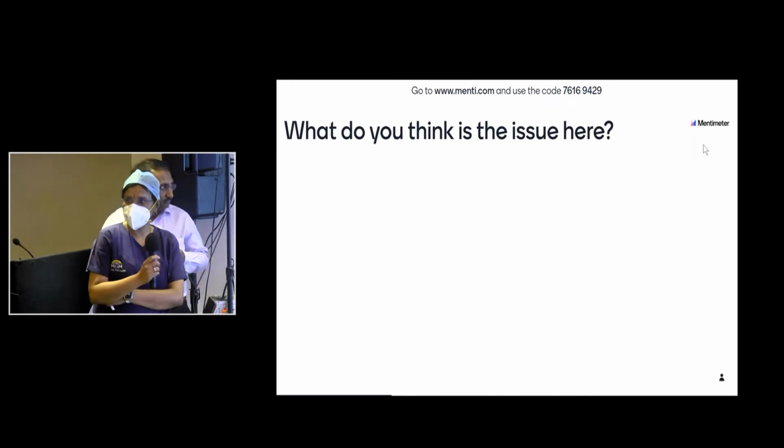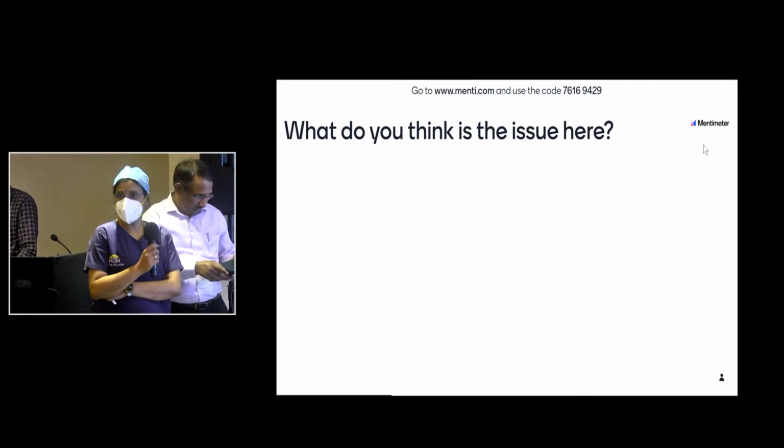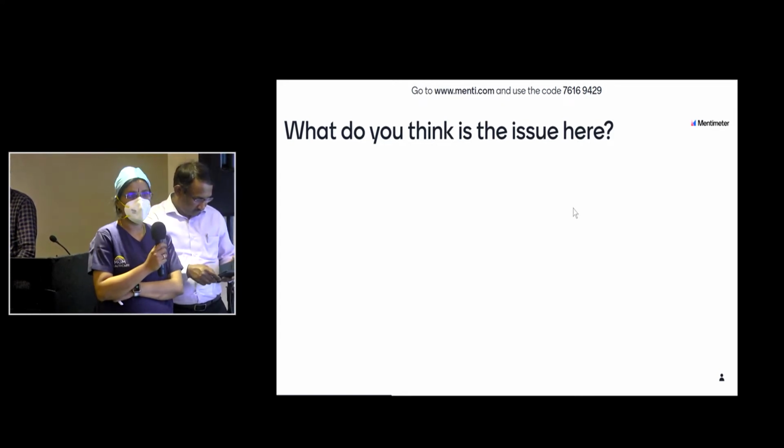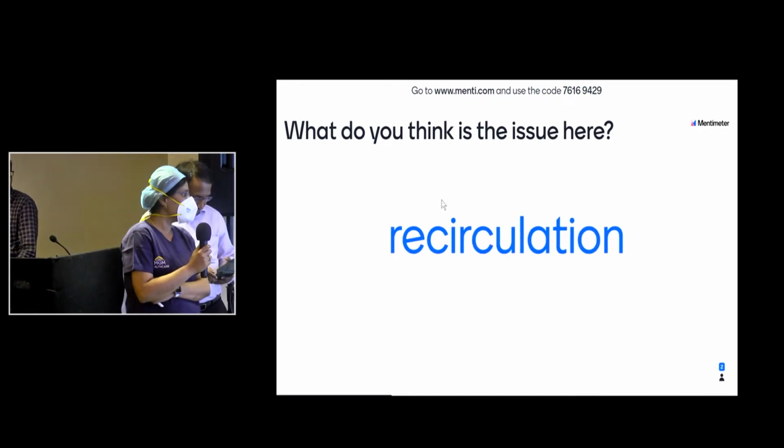So we have put the patient on ECMO, and we initially had a good saturation, and slowly his saturation has reduced. So what do you think is the main issue, and how are we going to go about it?